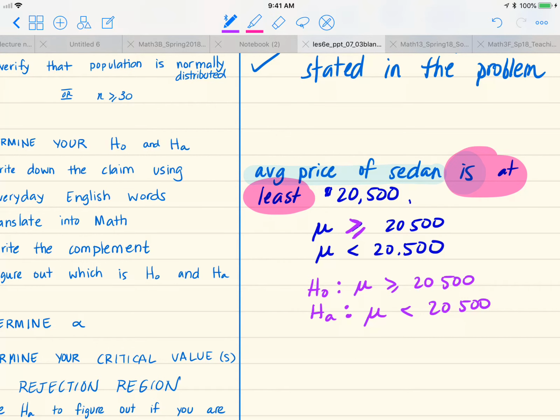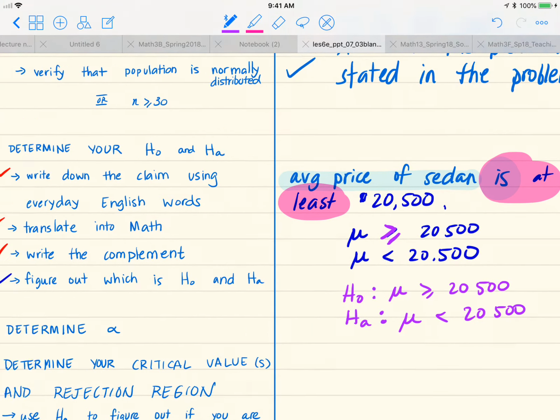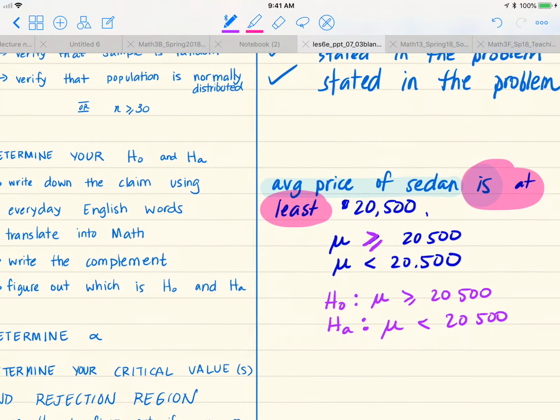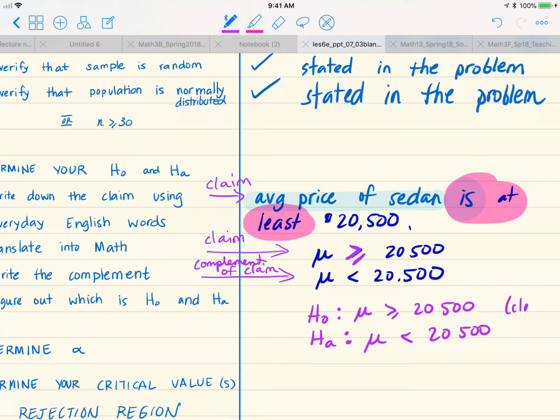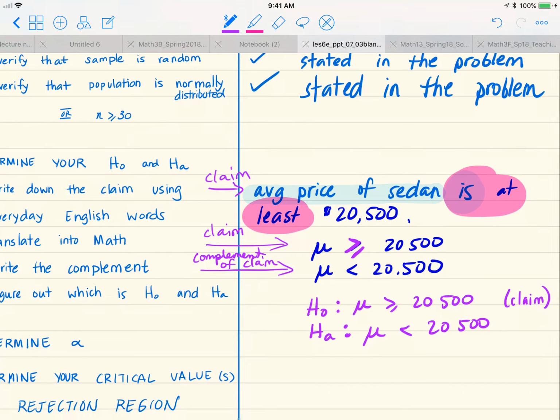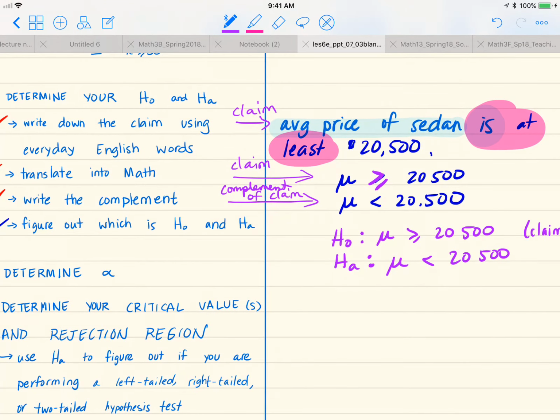Now, which one is our claim? Remember, this was our claim. And then we translated it into math, so this is our claim. And then this is the complement of our claim. So I'm just going to indicate down here that this first statement is our claim. It might look funny. It might look like, hey, we've got too much stuff going on. But this is actually the setup. So let me in fact show you how we're doing it one more time.